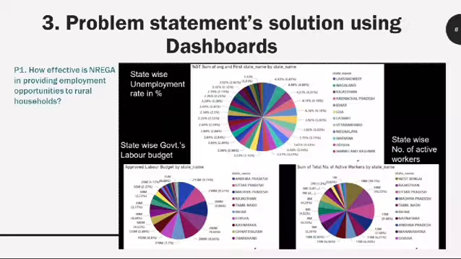Next, the agenda is the problem statement and solution using the dashboard. First, the problem statement is how effective NREGA is in providing employment opportunities to rural households. By using a pie chart, we have displayed the solution. We can see the state-wise unemployment rate in percent, the state-wise government labor budget, and the state-wise number of active workers. So this is the solution for the first problem statement.